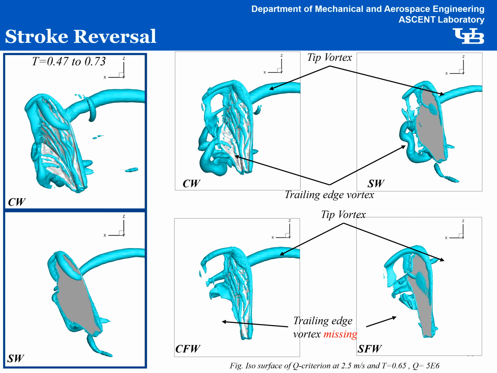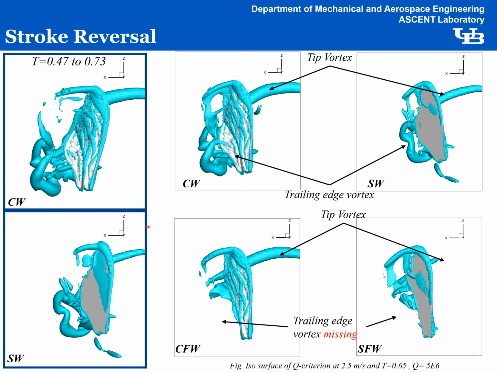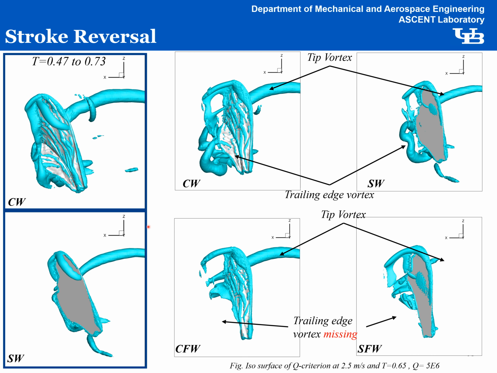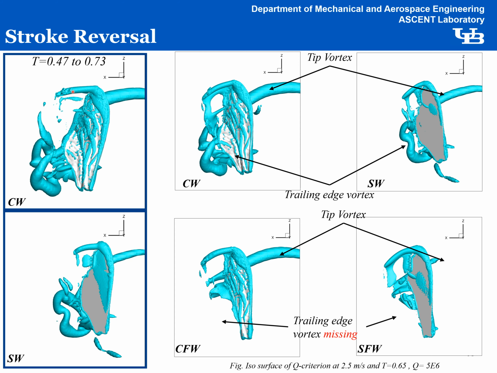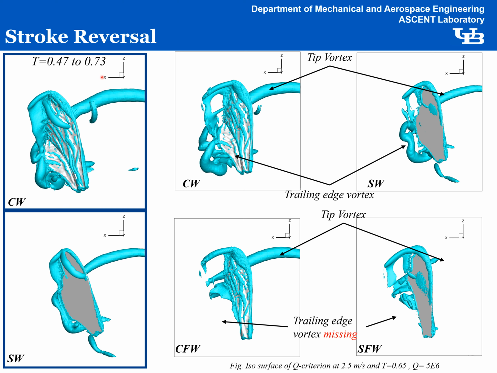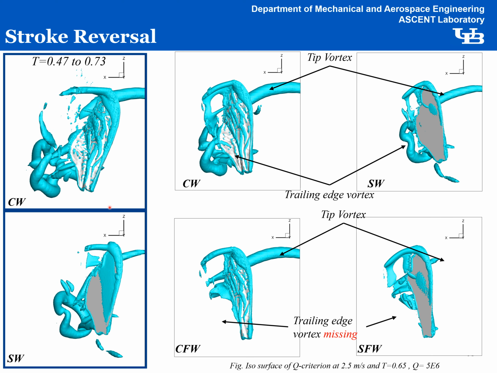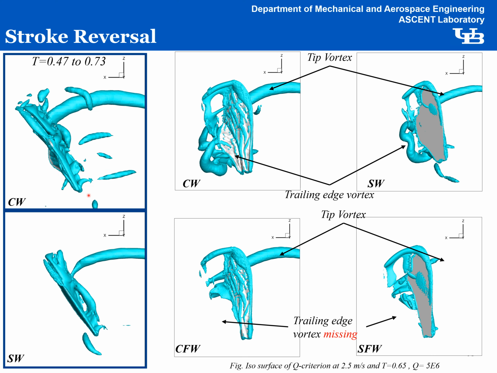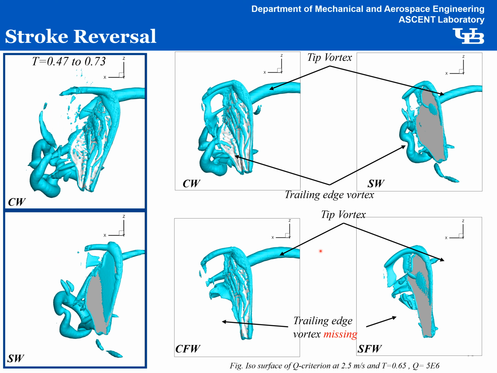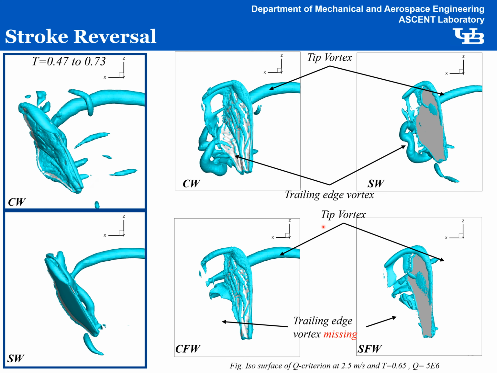Now let's talk about stroke reversal. Here we have shown isosurfaces of Q criterion to highlight important vortex structures in the flow. The video on the left shows the stroke reversal between time 0.47 to 0.73. Qualitatively speaking, based on the video, the corrugated models shed more or higher magnitude vortices than the smooth wing models, as you can see.